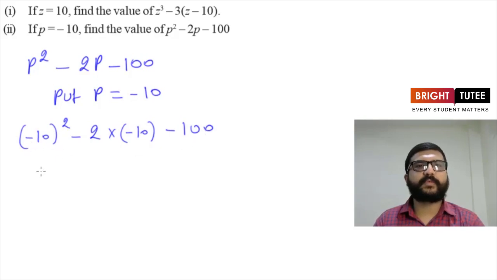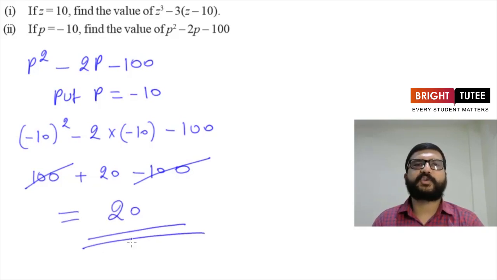Now minus 10 square, it is 100, because minus 10 into minus 10, it will be 100, and then minus 2 into minus 10, this will be plus 20, and then minus 100. Now plus 100 and minus 100, we can cancel them, so we are left with 20. So 20 is the value of this expression at p is equal to minus 10. Now let's move to the next question.